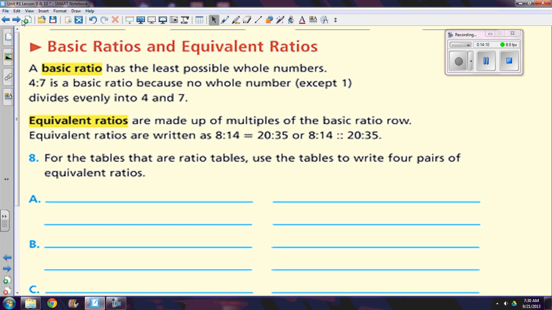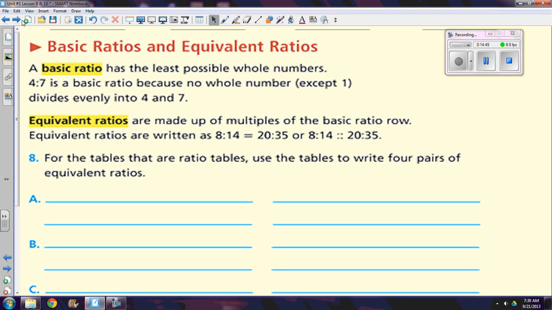All right, so let's take a look at this. Problems 8. Basic ratios and equivalent ratios. A basic ratio has the least possible whole numbers. 4 to 7 is a basic ratio because no whole number except 1 divides evenly into 4 and 7. So 4 to 7 is at its simplest form, if you want to call it that. Equivalent ratios are made up of multiples of the basic ratio row. Equivalent ratios written as 8 to 14 could also be represented as 20 to 35.